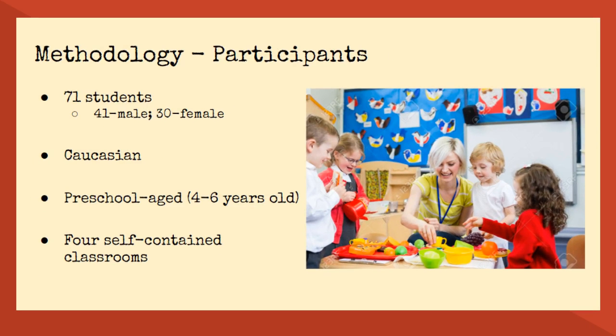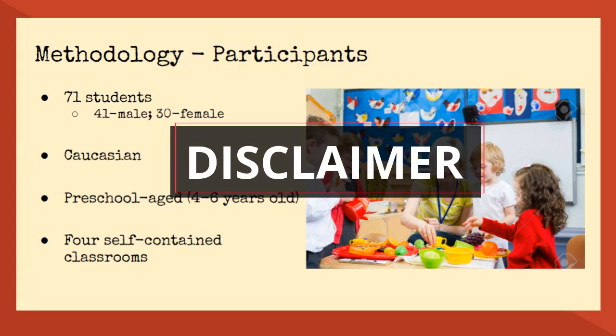For this study, the researchers started with 71 students, 41 male and 30 female students, all Caucasian, preschool-age students from 4 to 6 years old, and ranging from 4 different classrooms at one school. It is important to note that for this study, the researcher used a convenient sample to collect the participants. All of the students are Caucasian and attend the same school. Due to the lack of diversity among the students, it may be difficult to generalize any findings from this study.